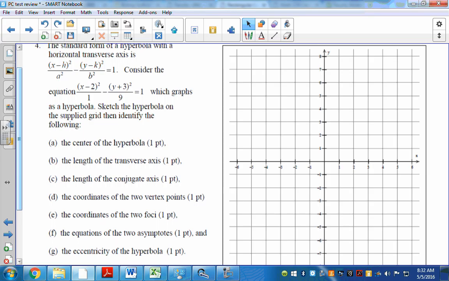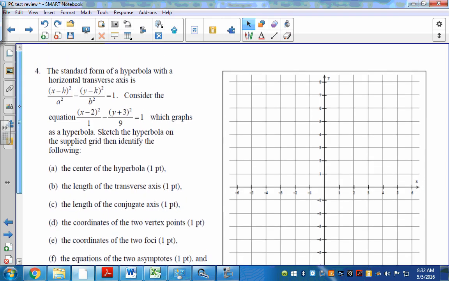Okay, so let's see what we've got. Well, look, they actually told us the center right off the bat. We know the center is at h and k, and they gave us those numbers, 2 and -3. So 2 and -3, here's the center of our hyperbola.